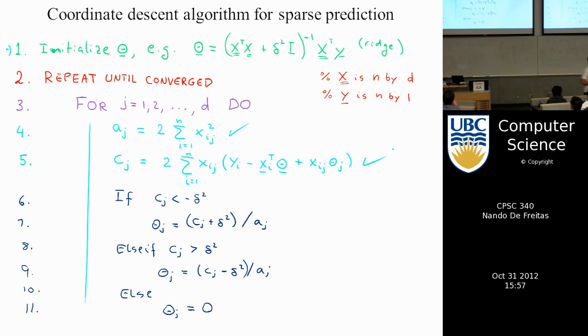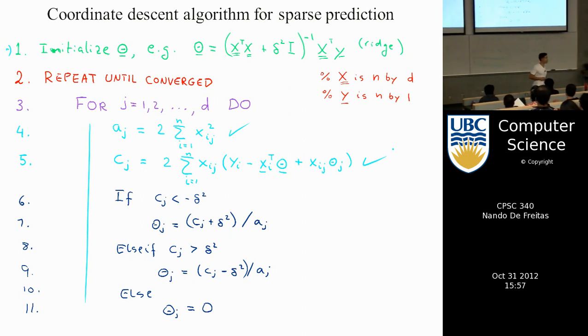Go ahead. I have no constraint to make sure that theta j is positive. It may or may not be positive.